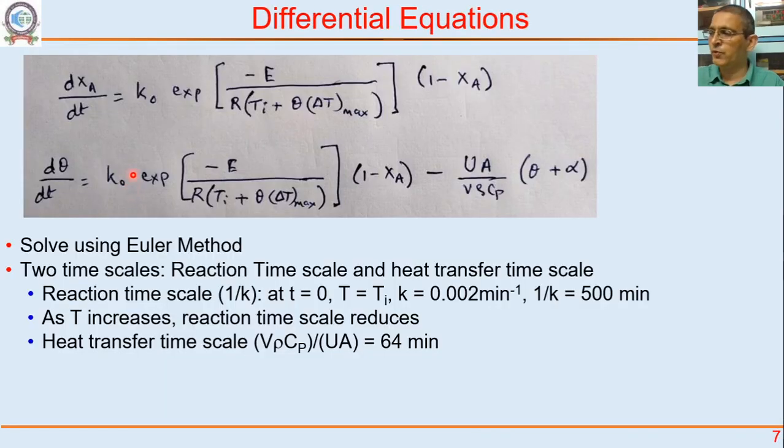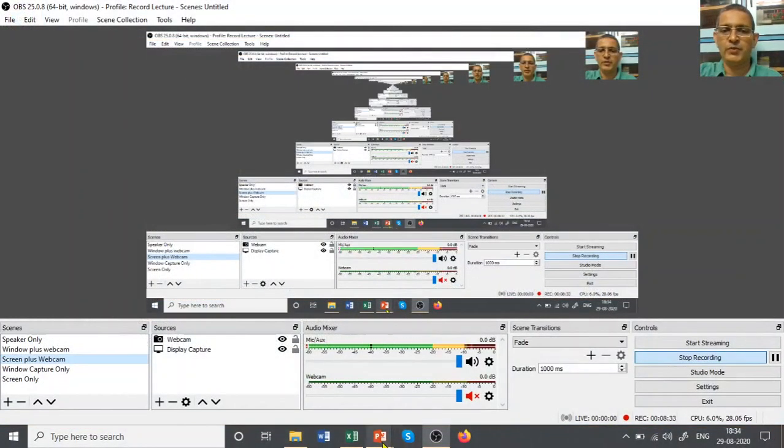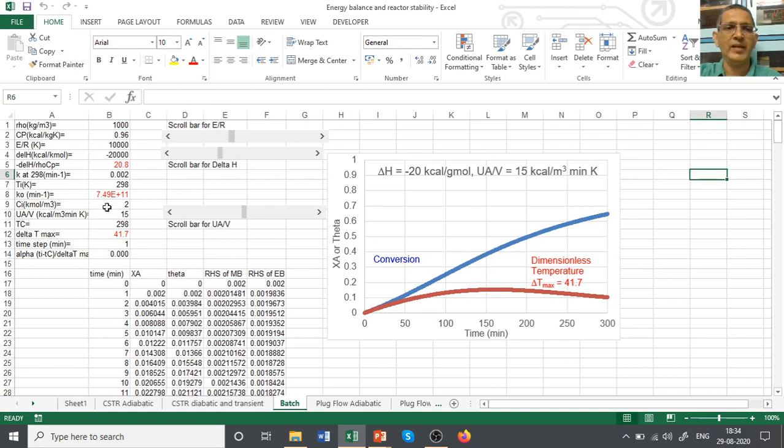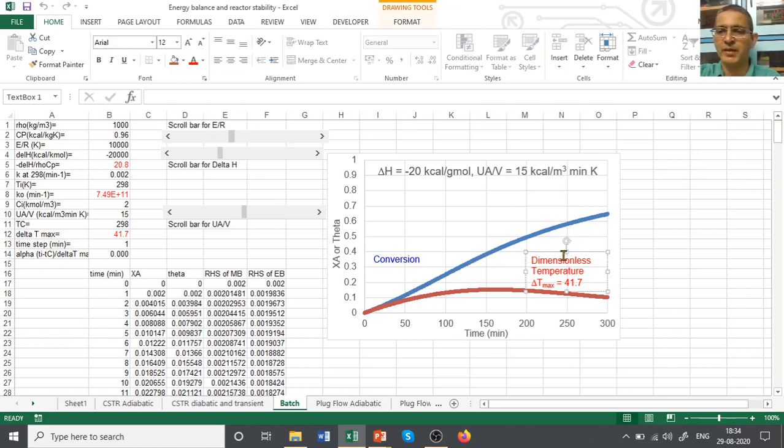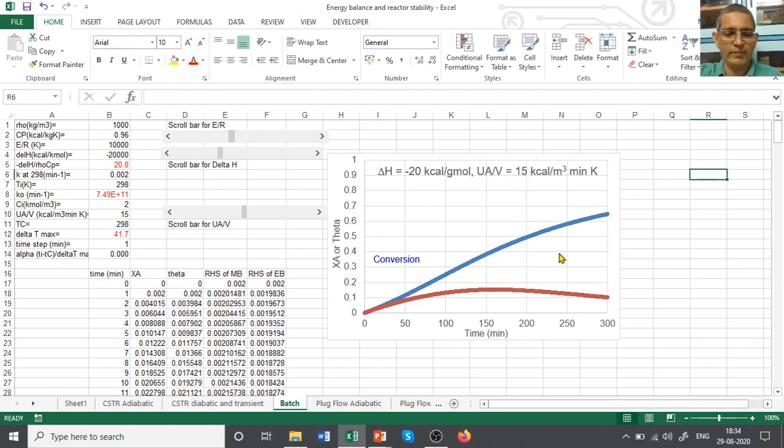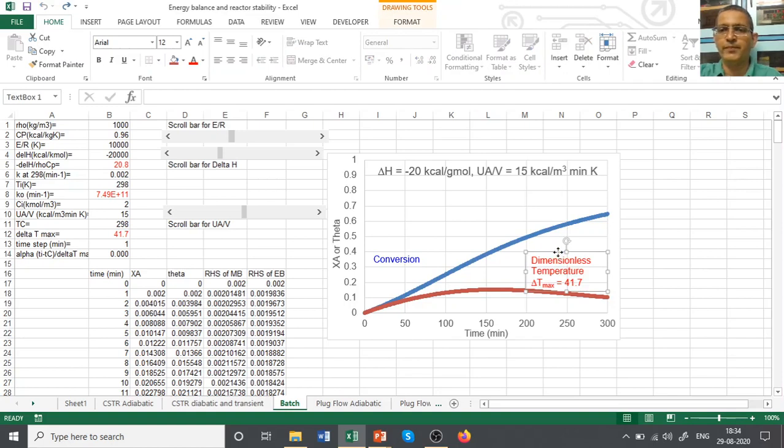What I am going to show you is this solution in a spreadsheet. Let's say Excel here. I put all these equations I have solved with respect to time. What I have plotted is xa and theta versus time. So red tells you the temperature, the dimensionless temperature theta, and blue tells you the conversion. Look at this. But this is for one particular case.